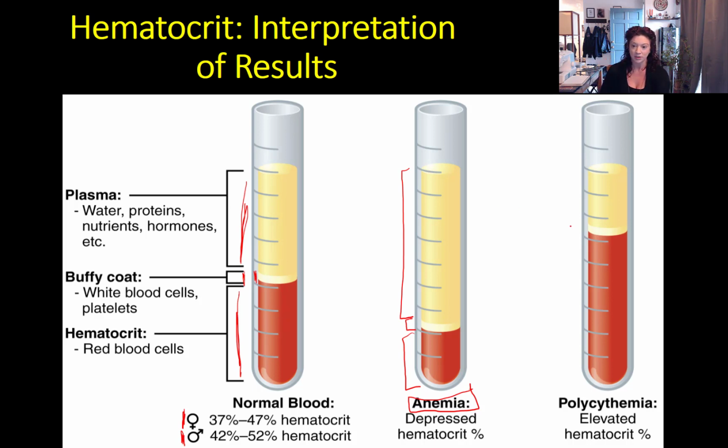Now, the opposite can happen too. So if we look over here, suddenly we have a huge amount of red blood cells. This is polycythemia. This is elevated hematocrit. You've got too many red blood cells. Okay, so both conditions can occur.